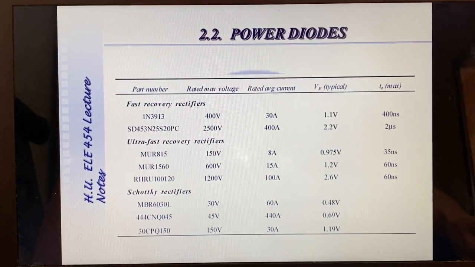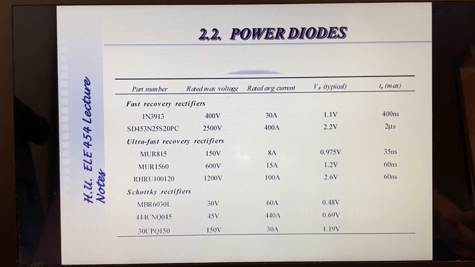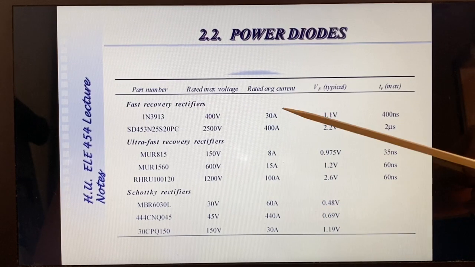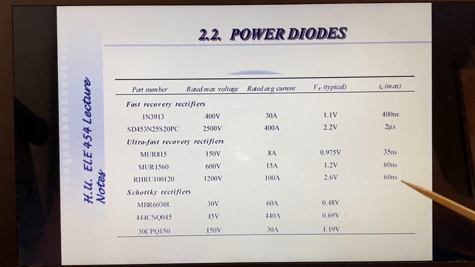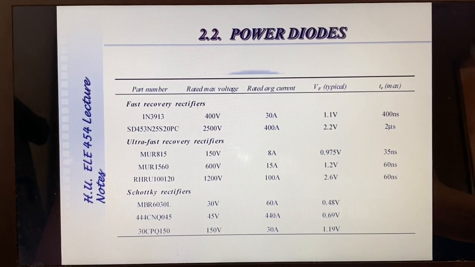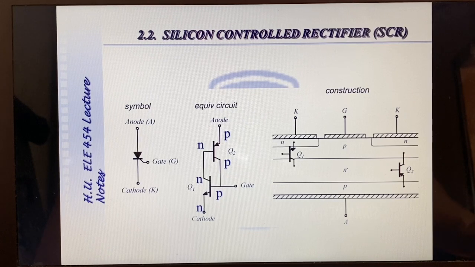So these are some commercially available fast recovery, ultra-fast recovery, and Schottky rectifier types from various companies. And you see here the maximum voltage ratings, average current ratings, typical forward voltage values, and reverse recovery times. As reverse recovery time increases, switching losses during reverse recovery increase. So the diode is the device you are all familiar with.